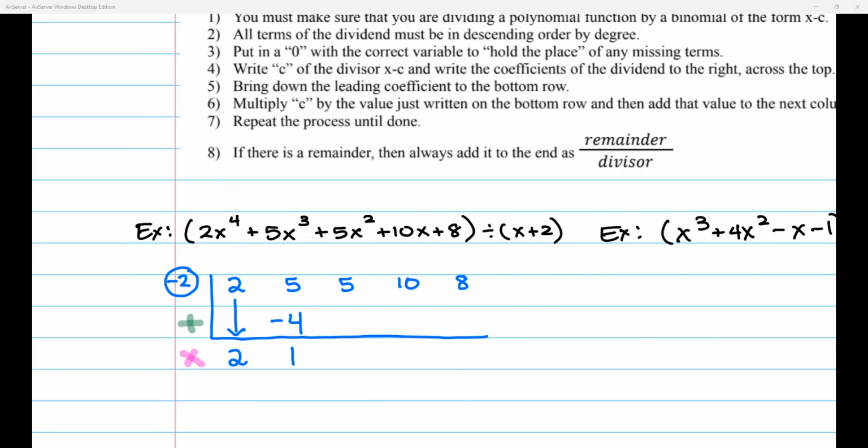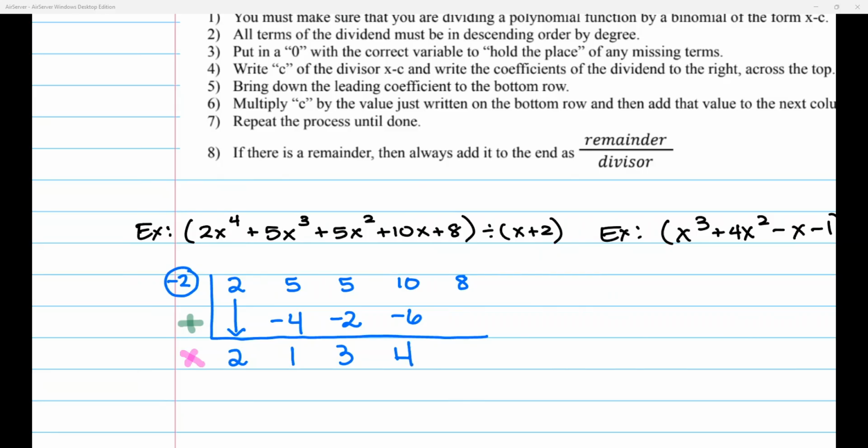What do I do with that one? Well, again, that's why I have the symbol down here. I'm going to take the -2, multiplied by +1, that's a -2, and I write that number in the next spot. What do I do with that -2? I'm going to add these two numbers, 5 minus 2, that's a +3. What do I do with that +3? I take the -2 and I multiply it by a +3, I get -6. What do I do with that -6? I take the 10 and I add the -6, that's a +4.